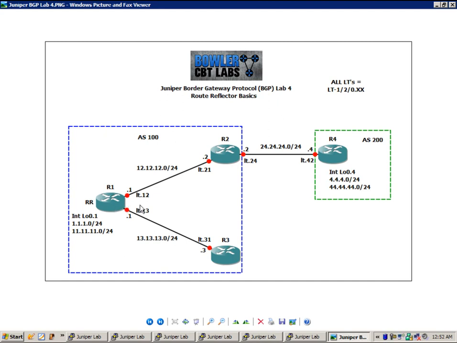So the route reflector in this case is going to be router 1, and your route reflector must have connections to every other iBGP router within your autonomous system. And we see that that is true in this case for router 1. It is peering with R2 via iBGP and also to router 3 via iBGP.